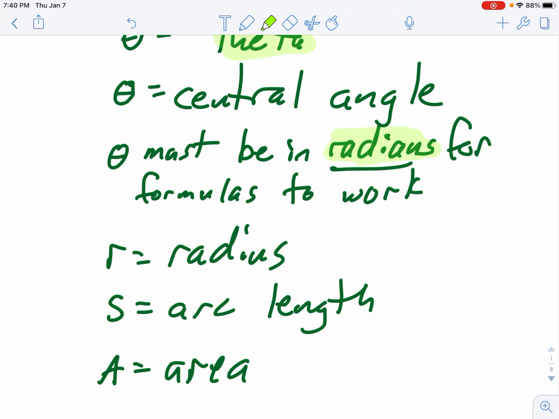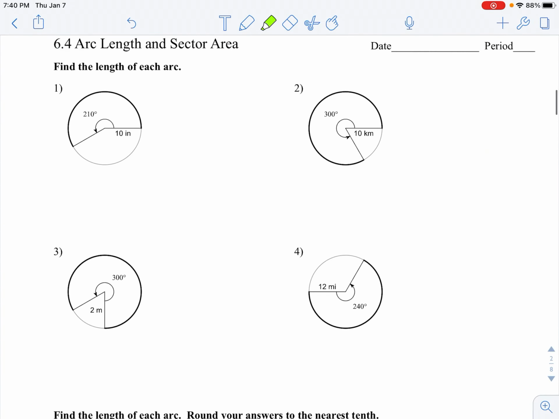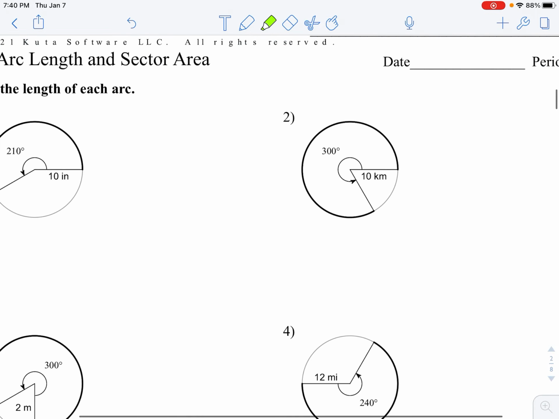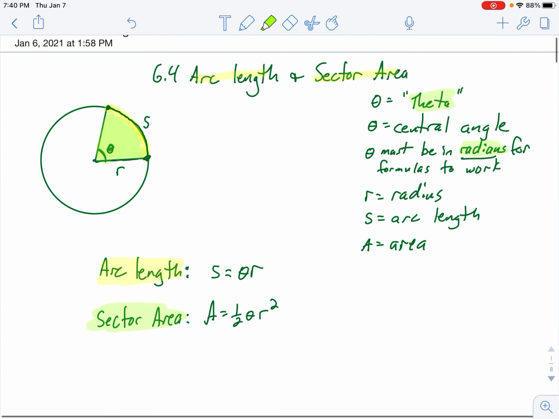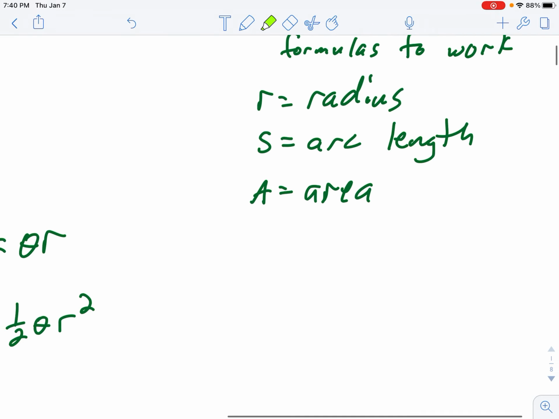That's a standard, that's a given, that's an understood in all of mathematics. Theta, the central angle, has to be in radians. But, spoiler alert, every problem is in degrees. So we're going to have to deal with that. That's a thing we have to deal with. The radius r is important in virtually every problem. S stands for arc length.